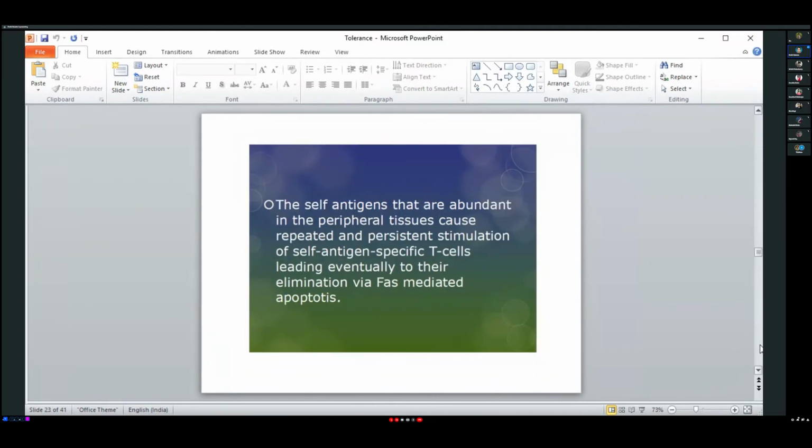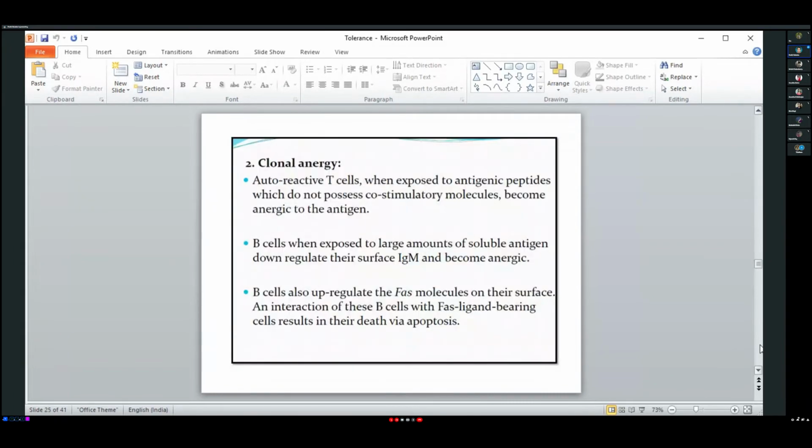এবার যে জিনিসটা এর পরবর্তী জিনিসটায় আসছে তার নাম হচ্ছে ক্লোনাল এনার্জি। দেখো, autoreactive T cell when exposed to antigenic peptide which do not possess co-stimulatory molecule become anergic to antigen. B cells when exposed to large amount of soluble antigen downregulate their surface IgM and become anergic.